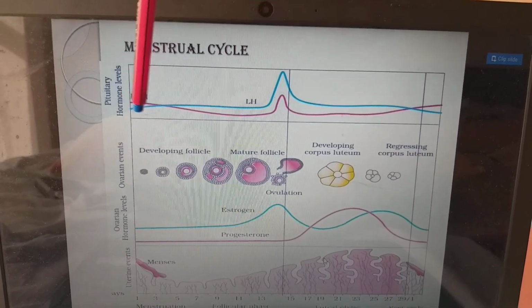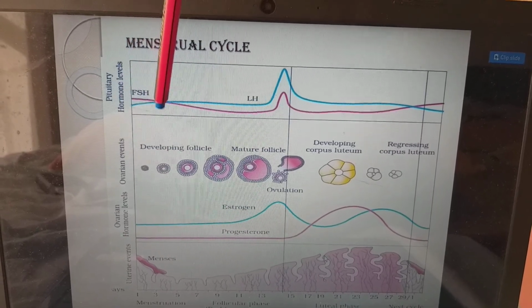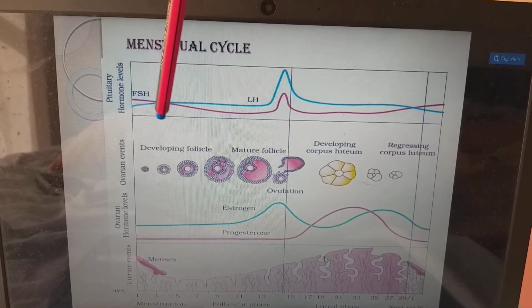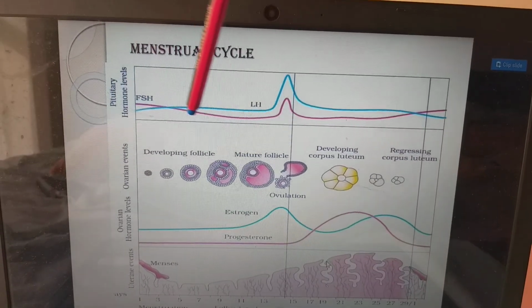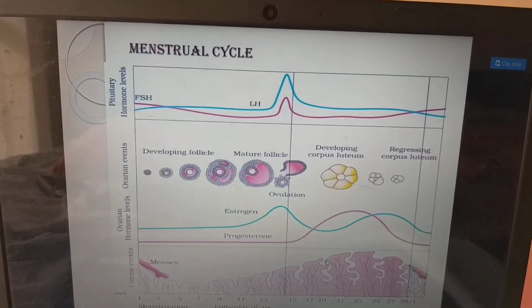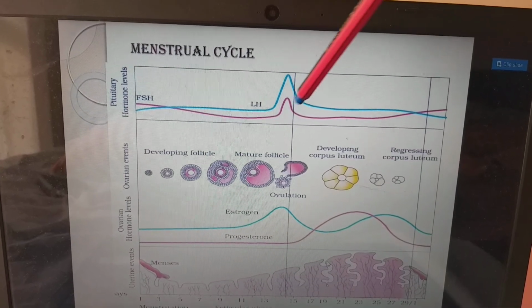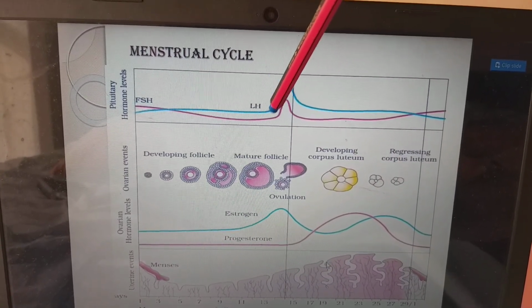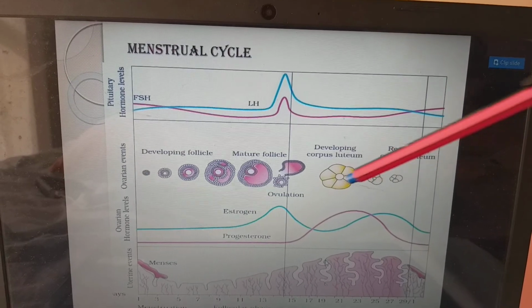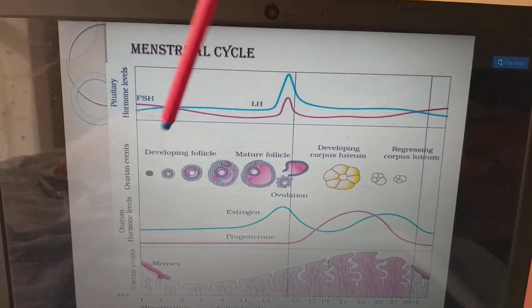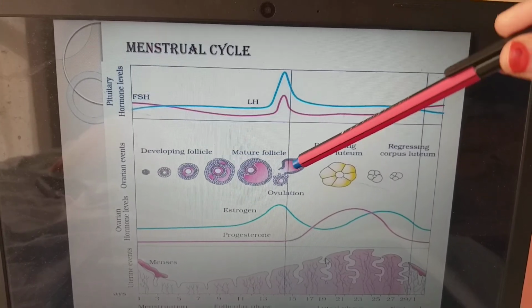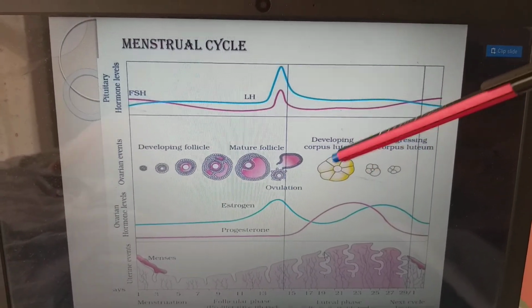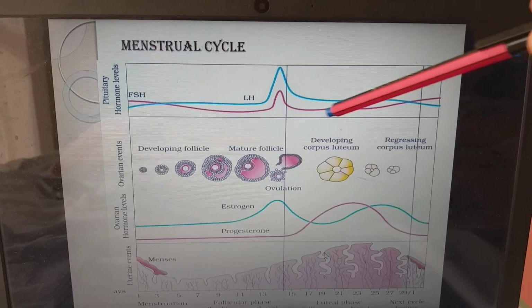So this is the developing follicle. This is FSH, meaning follicle stimulating hormone. This graph shows the primary hormone levels. The primary hormone levels will be normal, but at the time of the ovulation phase, they will increase. Follicle stimulating and luteinizing hormone are released at the time of ovulation only. The developing follicle becomes a mature follicle, nothing but the Graafian follicle, which will release the ovum. And now at the corpus luteum phase, again it will suppress.